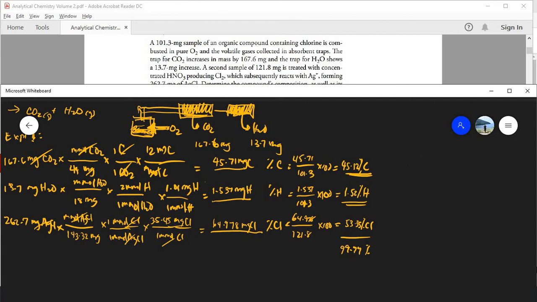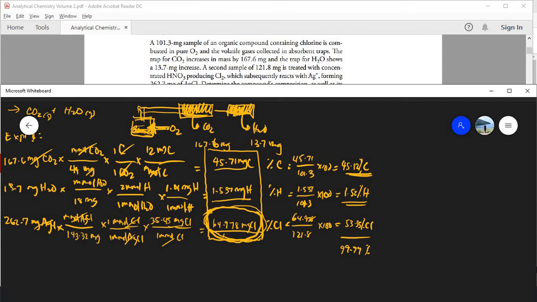If we use these amounts, remember that these are not normalized, because for the chlorine we used 121.8 milligrams of sample. If we had used the same amount of sample, 101.3, then we could just directly use this, because they would have the same amount of sample. If we used 101.3 sample when analyzing the chlorine, then of course the milligrams of chlorine we would get would be smaller, right? Because the amount of sample is smaller.